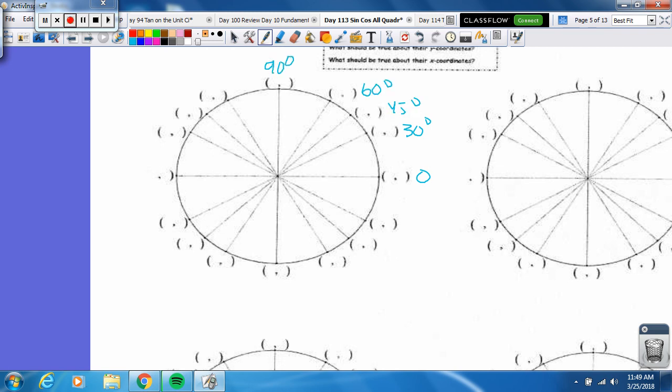Pause the video and see if you can do the rest. Ready, set, go. All right, you got it? You go faster than me. 135, 150, 180, 210, 225, 240, 270, 300, 315, 330, and then 360 all the way back to the start. There you go. Okay, so we got that.